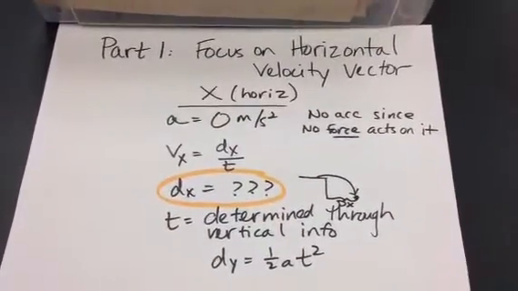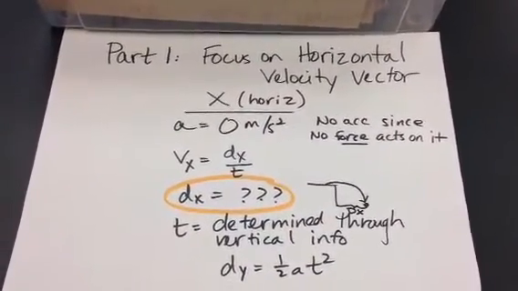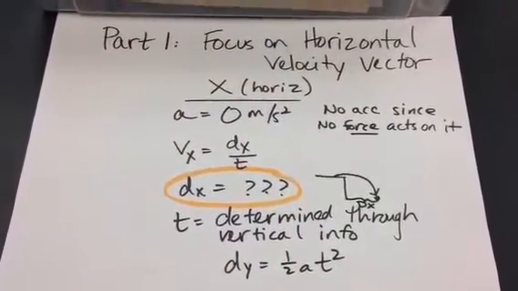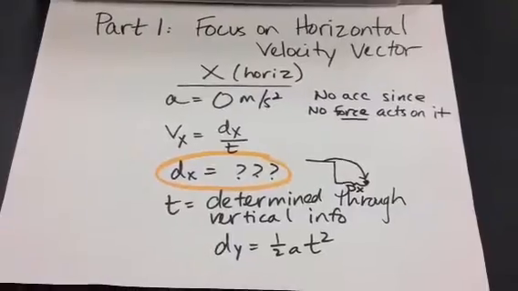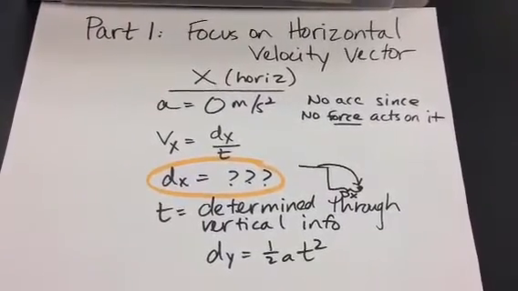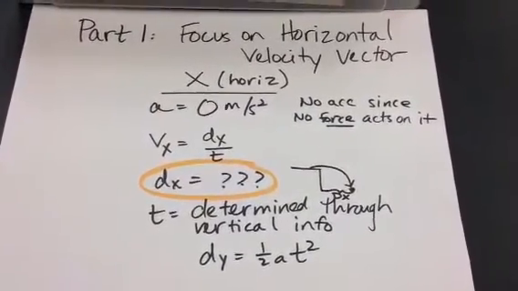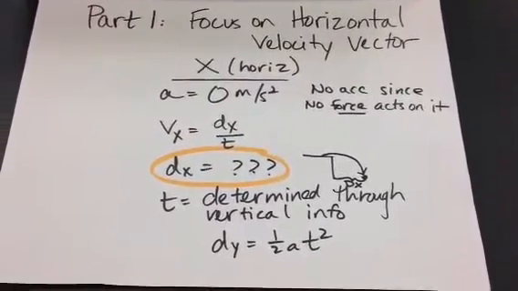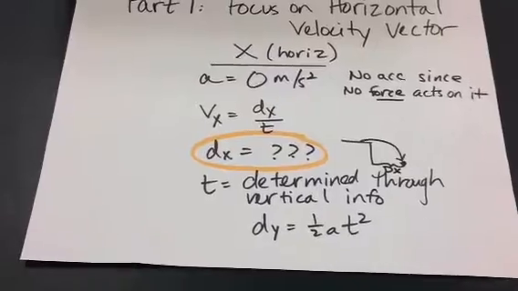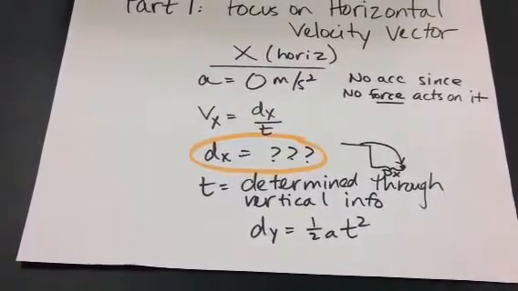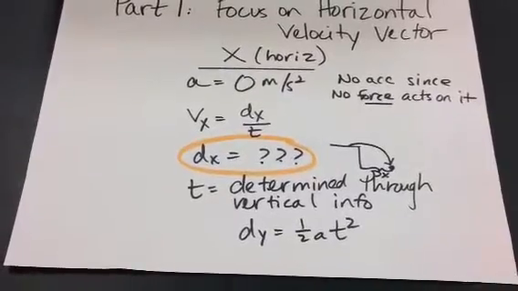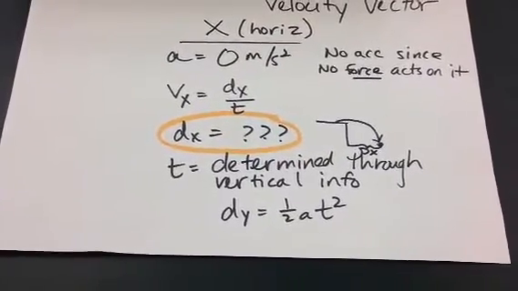So for part one, we have to determine the horizontal velocity vector. This side we have to understand in the following ways: that our acceleration is 0. There's no acceleration since no force acts on it horizontally. The only force that acts on it is gravity, which is the vertical motion. We determine Vx, our horizontal velocity, by taking horizontal displacement divided by time. Dx is what we're determining.